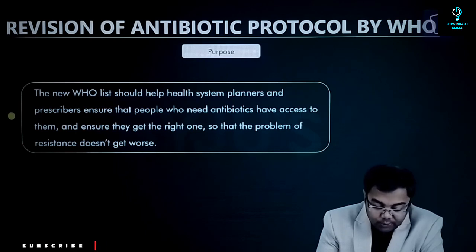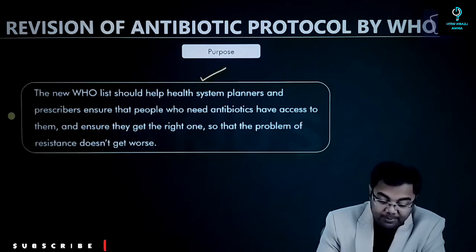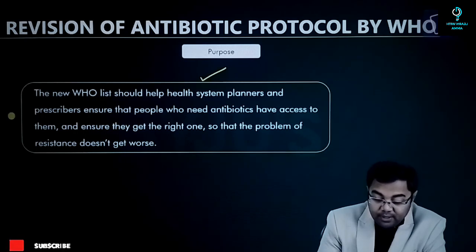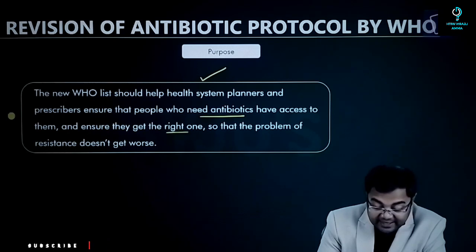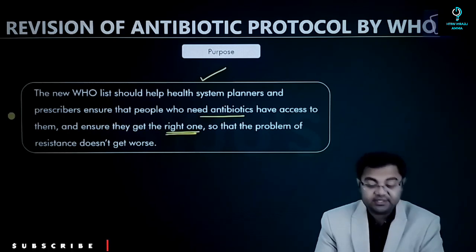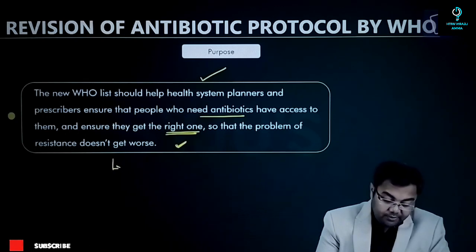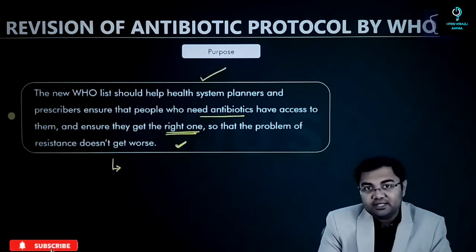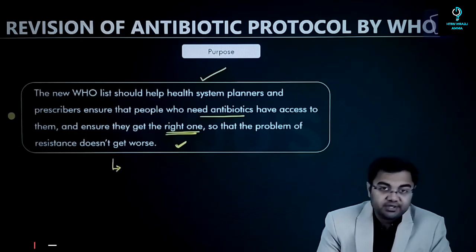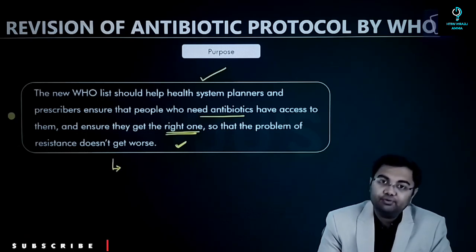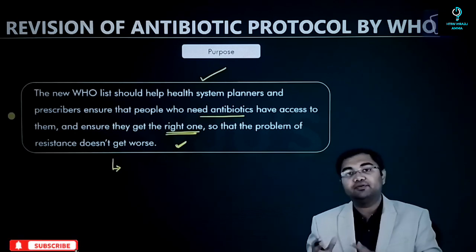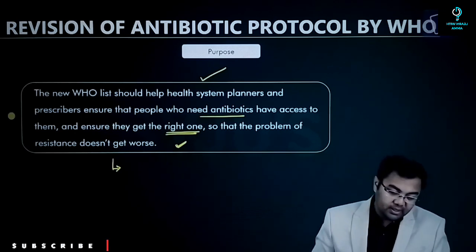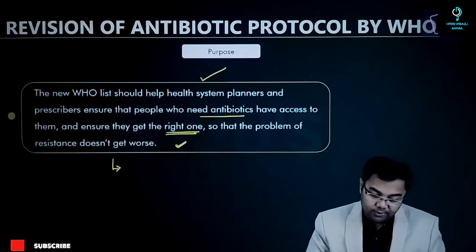So what is the purpose? The new WHO list should help the health system planners and prescribers to ensure that people who need antibiotics have access to them and that they get the right one, so that the problem of resistance does not get worse. At the same time it will also help all the prescribers and pharmaceutical shops, because now they have a guideline and they know that they have to follow it. It will help governments bring in policies and programs, and also educate everyone associated with this field. So this is something that will be very, very helpful.